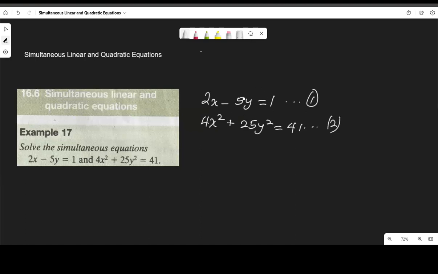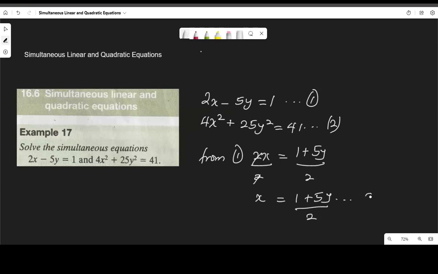Now, to solve a question like this, first of all, make one of the unknown variables in the linear part of the equation the subject of the equation. So in this case, let's make x the subject of equation 1. 2x is equal to, moving negative 5y to the other side, it will be positive 5y, 1 plus 5y. Dividing both sides by 2, x now becomes 1 plus 5y over 2. Let's call it equation 3.